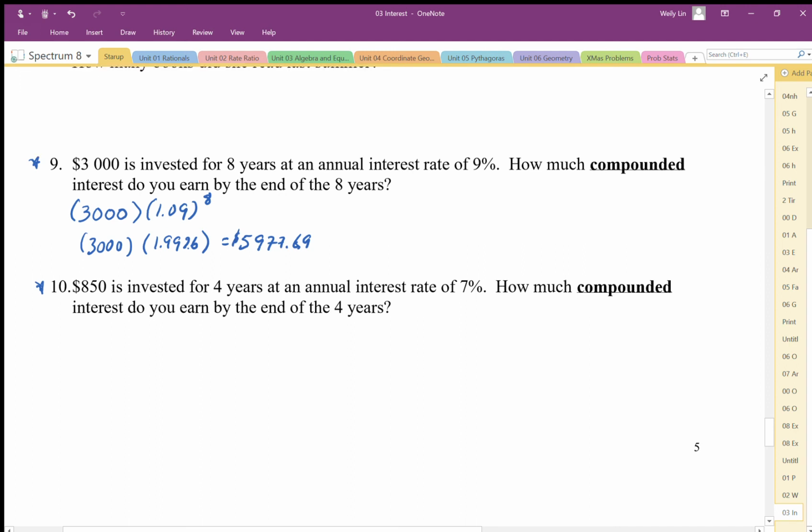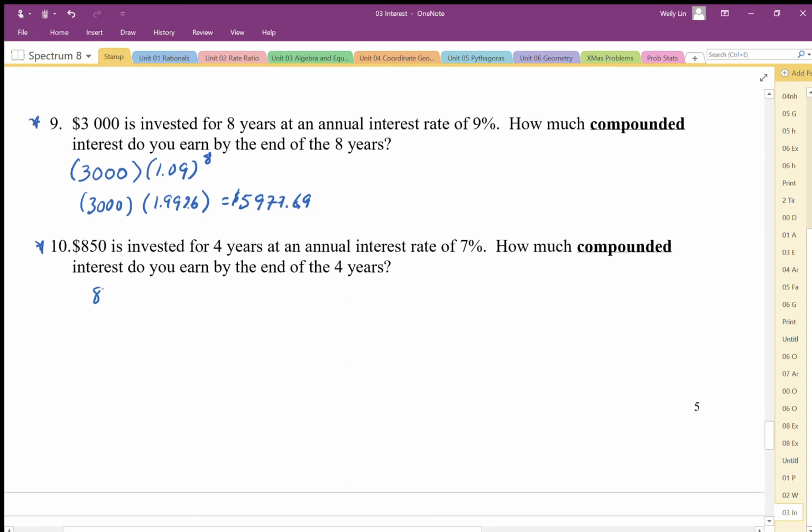Okay. So we can do the same thing for 850. With 850, we're going to earn 7%. So at the end of 1 year, we're going to have 107%. And we're going to do this for 4 years. Okay, so we're going to then multiply that. Okay, so we're going to do 1.07, and we're going to do that 4 times. So I'm just going to do power 4, okay, which is 1.310. So we're going to get $850 and multiply that by 1.310.